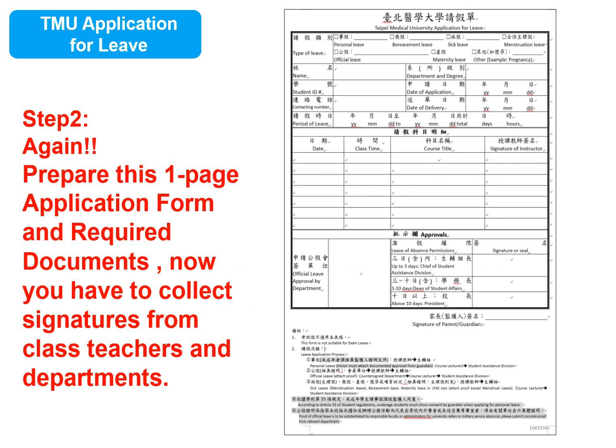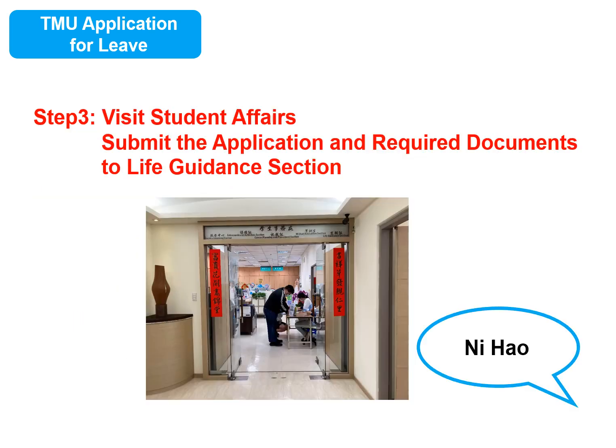Again, prepare this one-page application form and the required documents. Now you have to collect signatures from the class teachers and the departments. Once you're done with the signatures, please visit our office, Student Affairs, and say 你好. We will serve you.